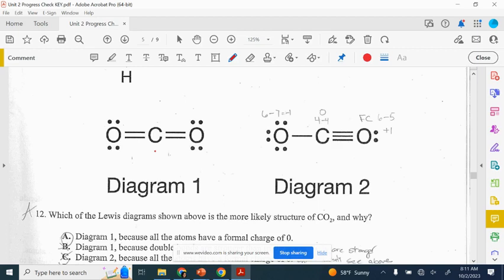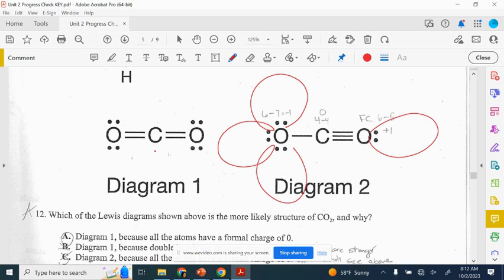Now you come over here and you look at this. This one is likely going to be a polar molecule, okay? Because you've got dipoles around here and only one dipole around here. So it's likely not going to cancel out here.